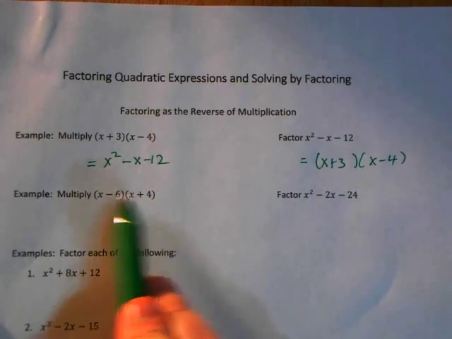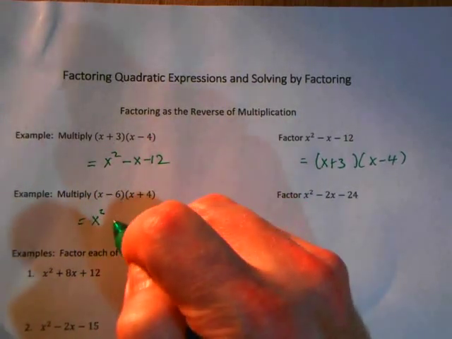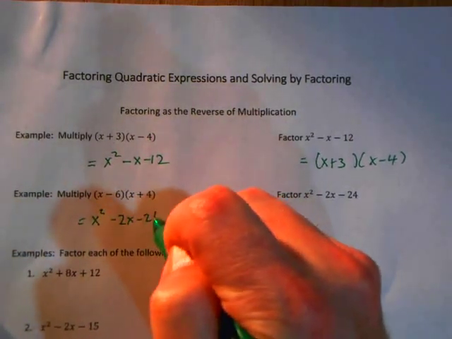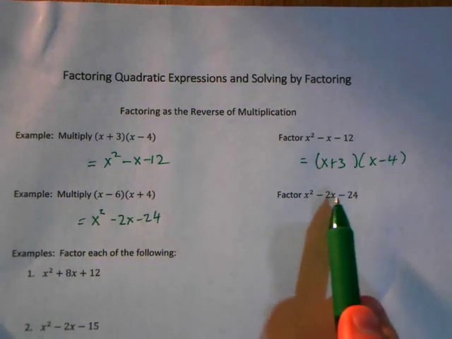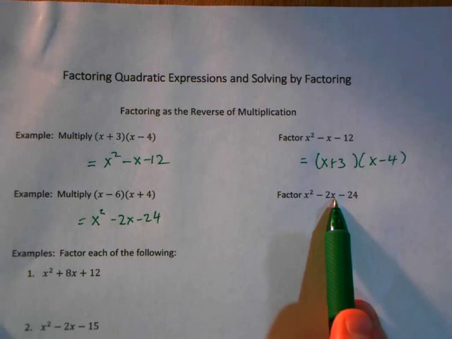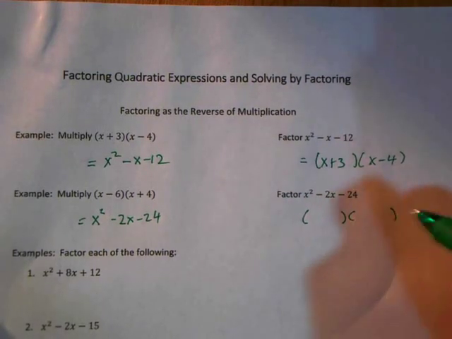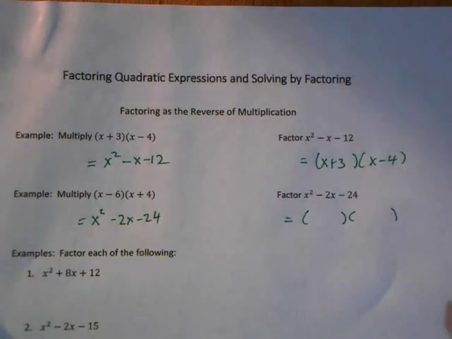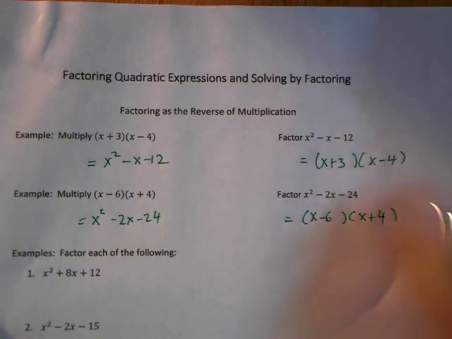Same thing happens here. If you multiply this out, you'll end up with x squared minus 2x minus 24. So again, that would be called multiplying. Factoring would be going the opposite direction. You would start with the x squared minus 2x minus 24, and you would notice you have a trinomial, so it's going to factor as two binomials, and it turns out to be x minus 6 and x plus 4.